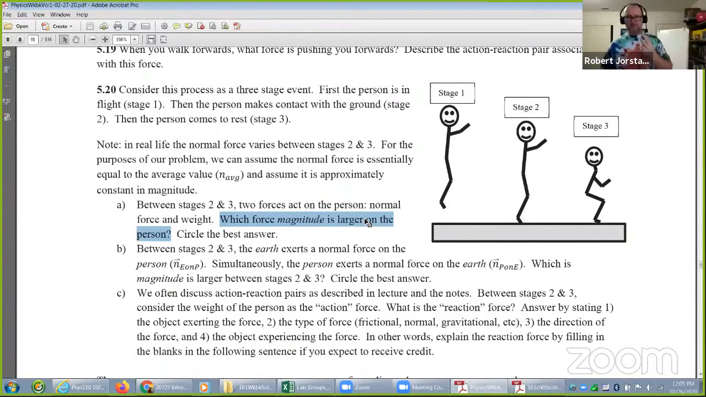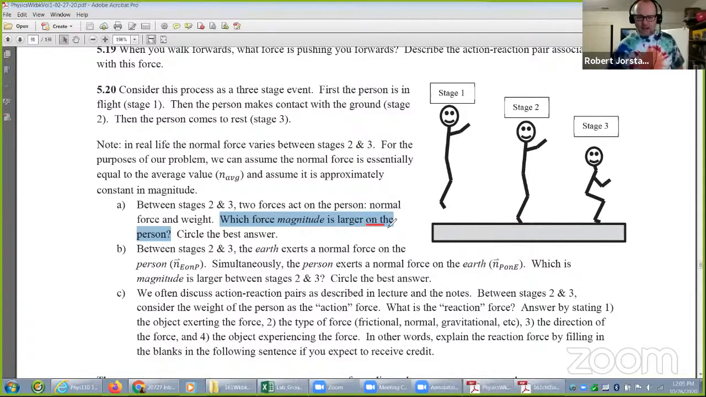So when I look at this one, I'm like, okay, they're on a single object. That makes me think sum of forces equals ma, because that's the only law we know to handle that. So if sum of forces equals ma, I better know something about the acceleration. Between stages 2 and 3, which way is the person accelerating?